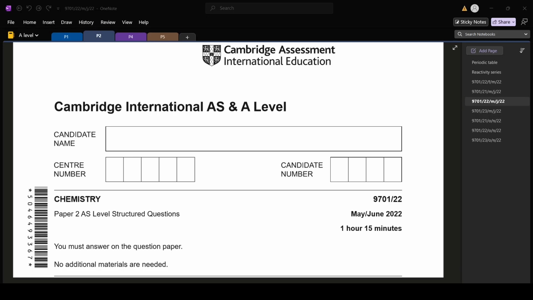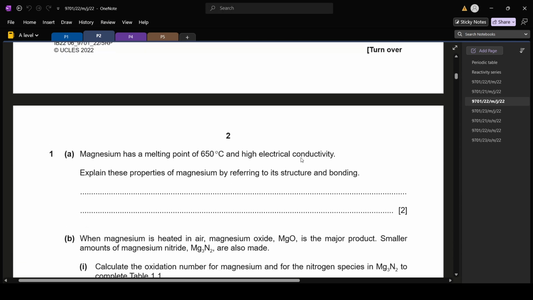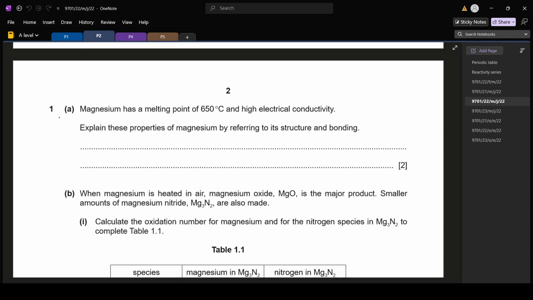Hello everyone, welcome to CAIE Science, and today we will be solving May June 2022 paper 2-1 of A levels 9701. So let's begin. Question number 1, part A.